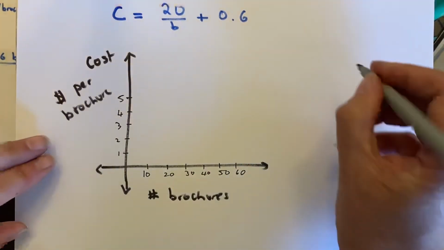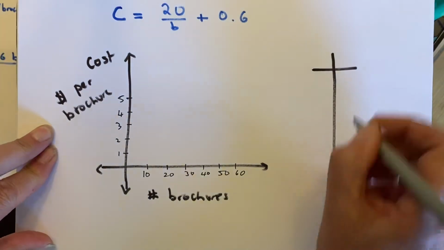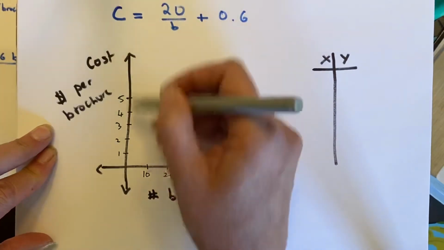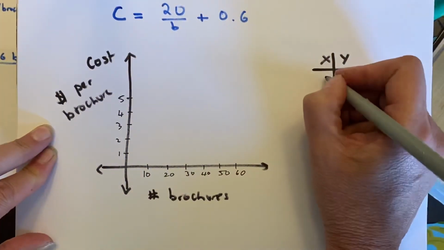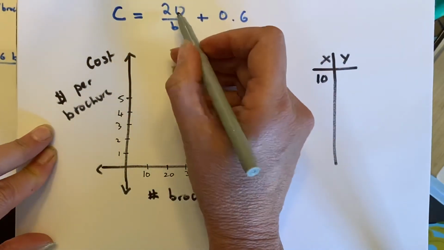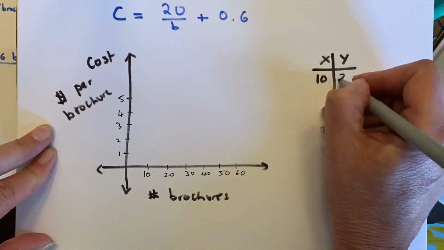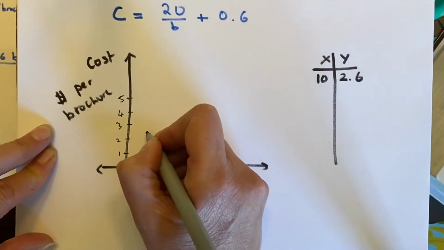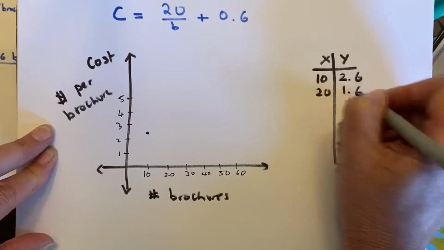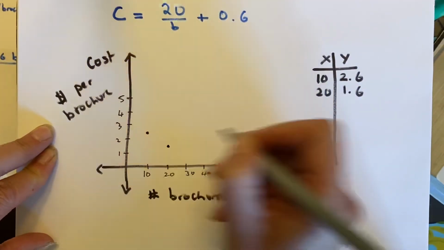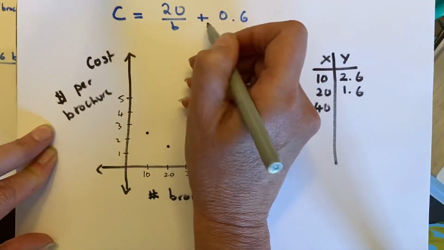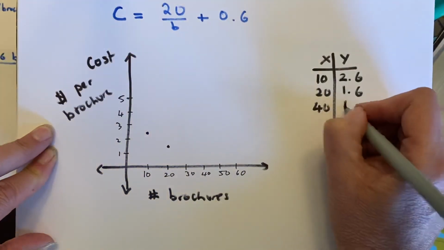And to do that, we're going to do our table. And we've already kind of played with numbers. So clearly, again, 0 is the asymptote because it's this axis, the cost axis. If I put in a 10 for x, 20 divided by 10 is 2, plus 0.6, I get 2.6. So I'm going to be right here. If I put in 20 for x, 20 divided by 20 is 1, so I get 1.6. And if I put in 40 so it's a little easier, that's 1/2, or 0.5, plus 0.6 is 1.1.